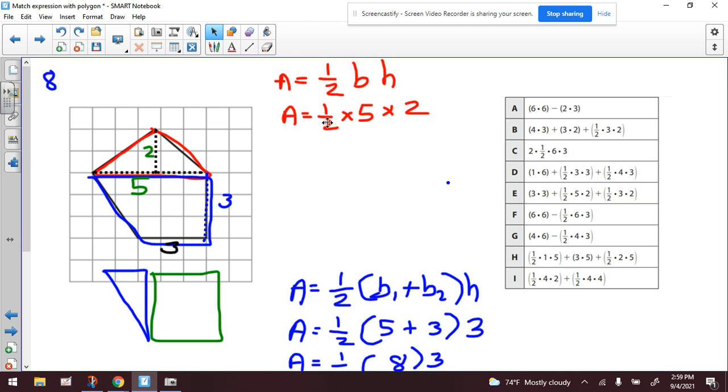So if we substitute in the values, we would do 5 for the base, so that's the length of this line. And recall that the height has to be perpendicular to the base, so we would call this the height of the triangle, and that would be 2. And if we finish this up, 5 times 2 is 10, and half of 10 would be 5. So the area of that would be 5.